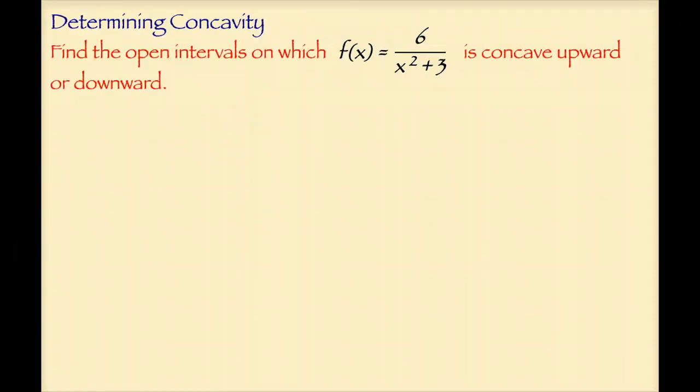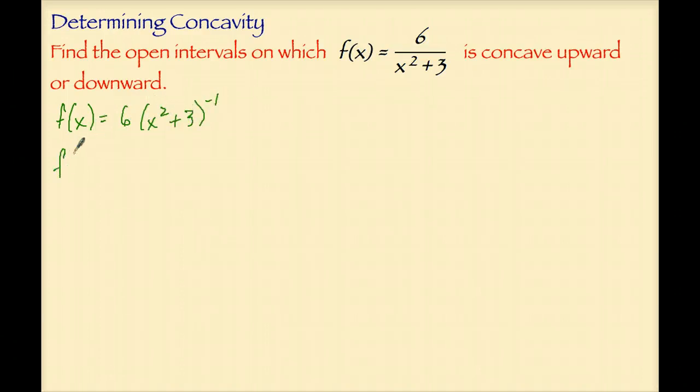Find the open intervals on which f of x equals 6 over x squared plus 3 is concave upward or downward. We know that to determine concavity, we're going to need the second derivative. But in order to find the second derivative, we'll need to start with the first derivative. So let's find that. First of all, I'm going to rewrite this function as 6 times the quantity x squared plus 3 to the negative 1 power.